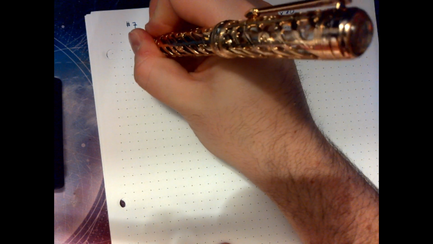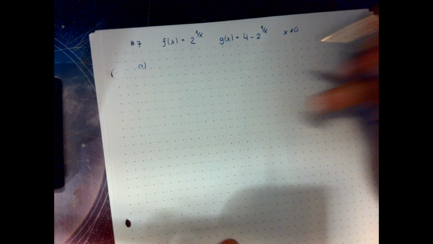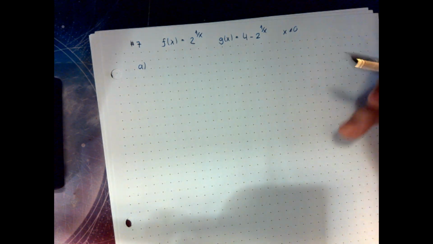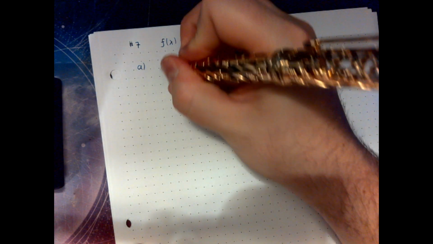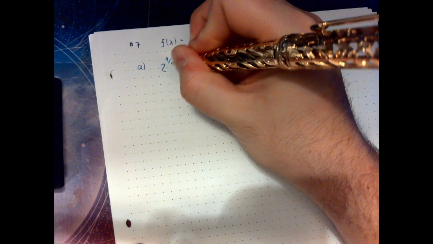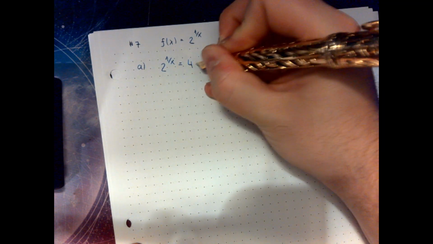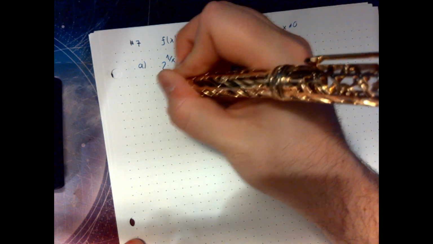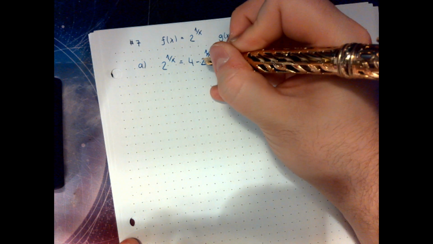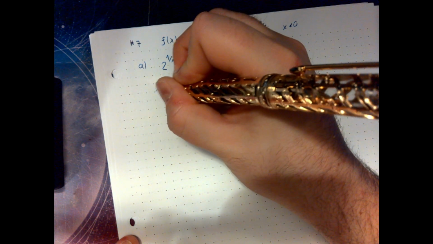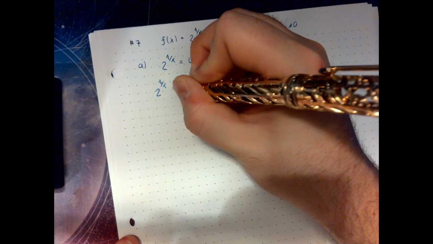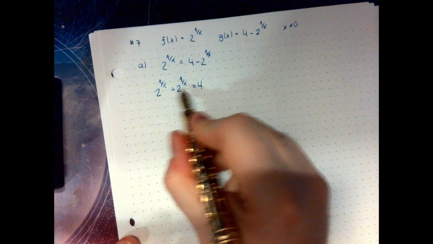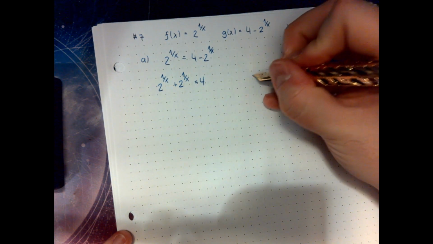So for A, just nice and straightforward, finding a POI, so equating the two equations and solving for our x and y values. So I've got 2 to the power of 1 over x is equal to 4 minus 2 to the power of 1 over x. Moving the 2 over to the other side, I have 2 to the 1 over x plus 2 to the 1 over x is equal to 4, right? And now I have 2 of the same thing, so it's like having x plus x.